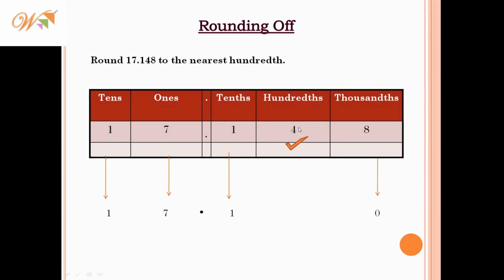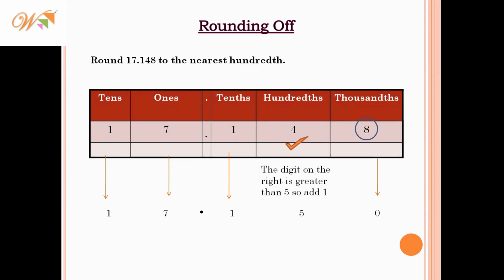But what will happen to 4? Again, we'll have to look at the digit on the right of it, which is at the thousandths place, which is 8. 8 is bigger than 5, right? So if this digit is greater than 5 or equals to 5, then the number that we have to round off gets an additional 1. So 4 plus 1, 5. So our number is 17 decimal 150. Correct.